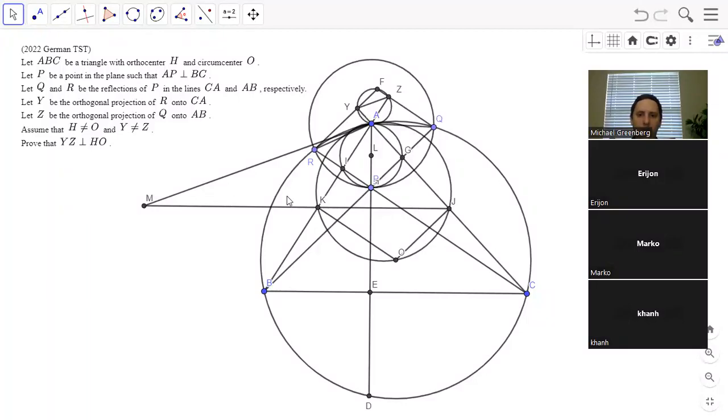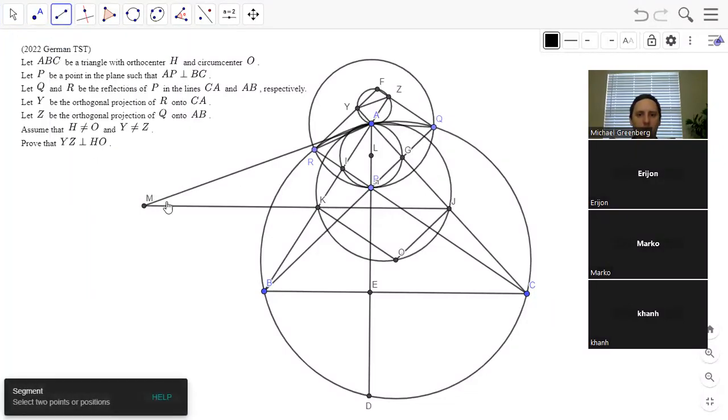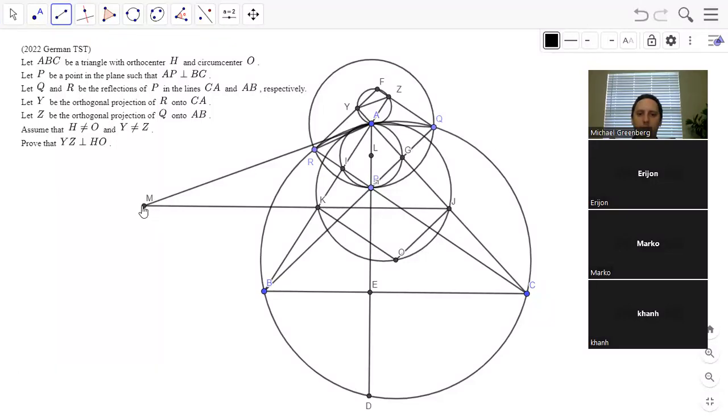Sorry, how do we define M again? It's where KJ intersects, was it I? Yeah, how did we define M? So M is where KA and IG intersect. So AM is perpendicular to OP. And we want to show AM is parallel to YZ.